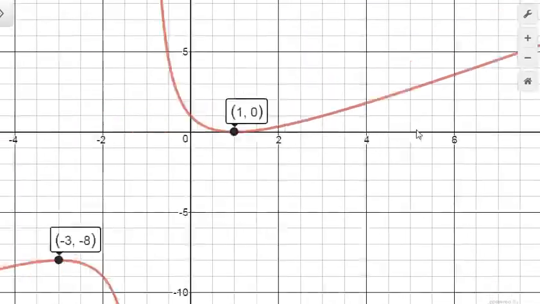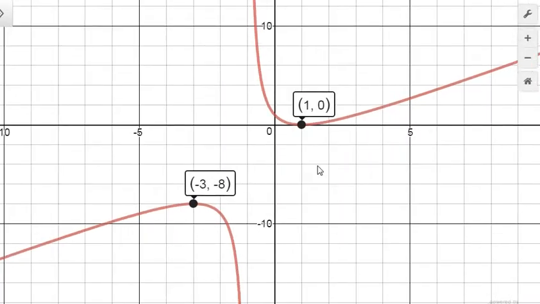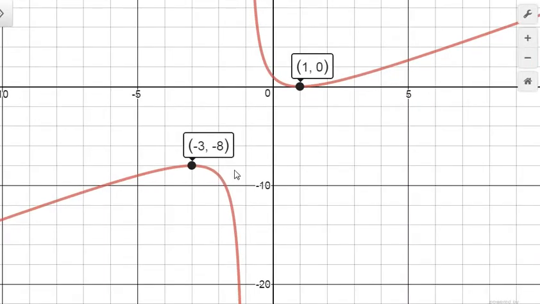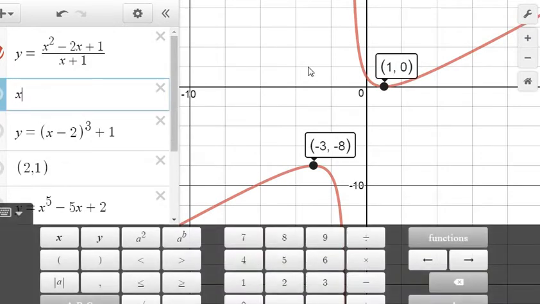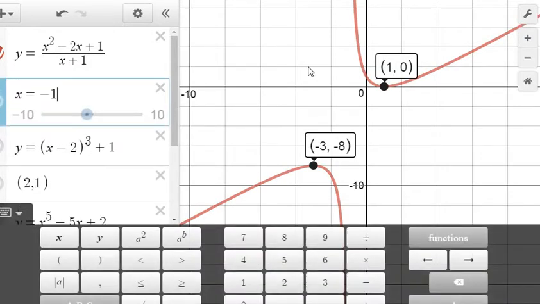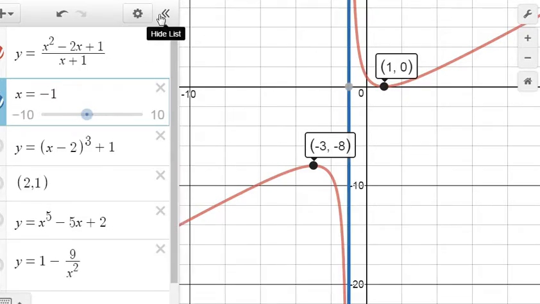You can see that at negative 3, you got a maximum, right? At positive 1, you've got a minimum. And at x equal negative 1, you've got a vertical asymptote. Not that's necessarily shown here, but we can add that in. X equal negative 1. Let's turn on the graph. There you go. There's your vertical asymptote. You're not going to see that on a good graph, but it's there.